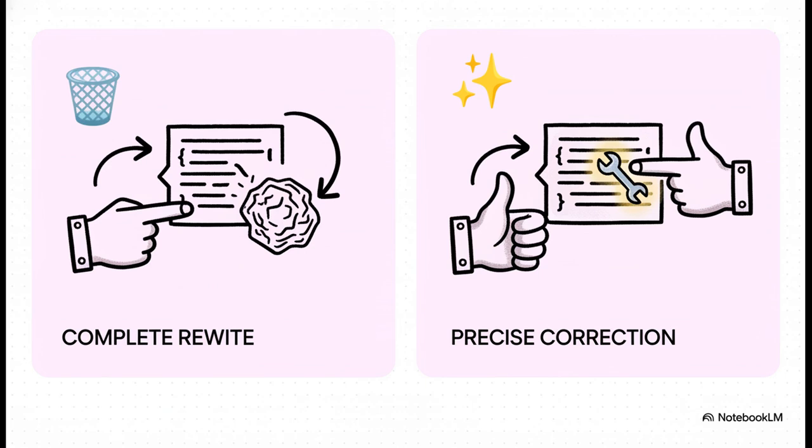You know, there's a really powerful psychological thing happening here. When you start your feedback with "what's wrong is," you're basically inviting the AI to do a complete rewrite. But when you start with "what's right is," you're signaling that you just want a precise correction, an edit. It's a subtle shift in framing, but it makes a huge difference.